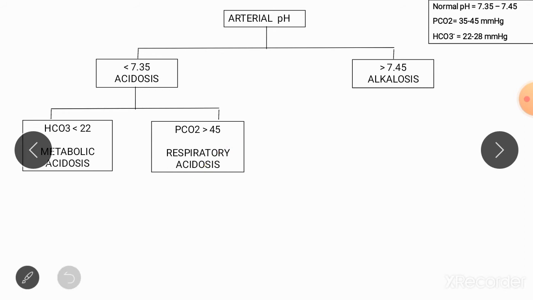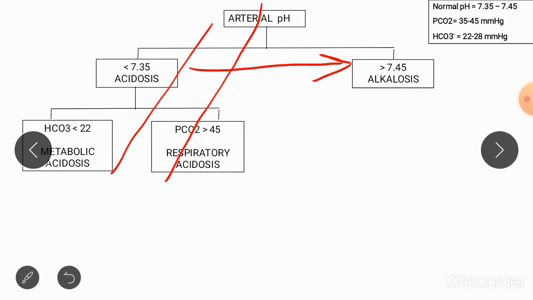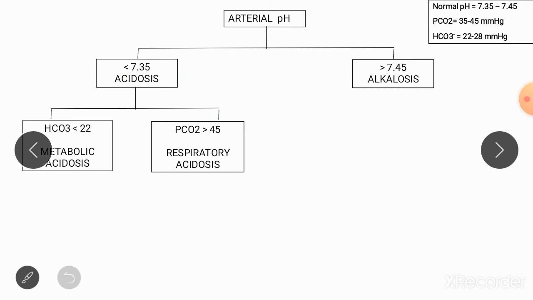Now let's move back to the pH. Suppose the pH that was given to you was greater than 7.45. Now forget all about acidosis. You know that this person is suffering from alkalosis because his pH is greater than 7.45. Now for a person to be suffering from alkalosis, he can have one of the two problems. Either his lungs are making some problem or his kidneys are disturbed.